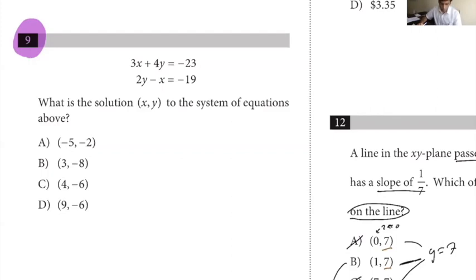I'll give you all another 30 seconds. And if you got the answer, please try and think of different ways you could have solved this question. All right.